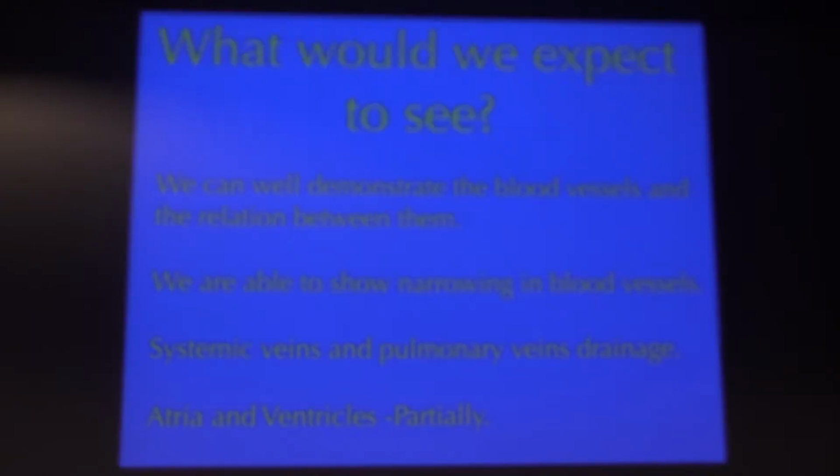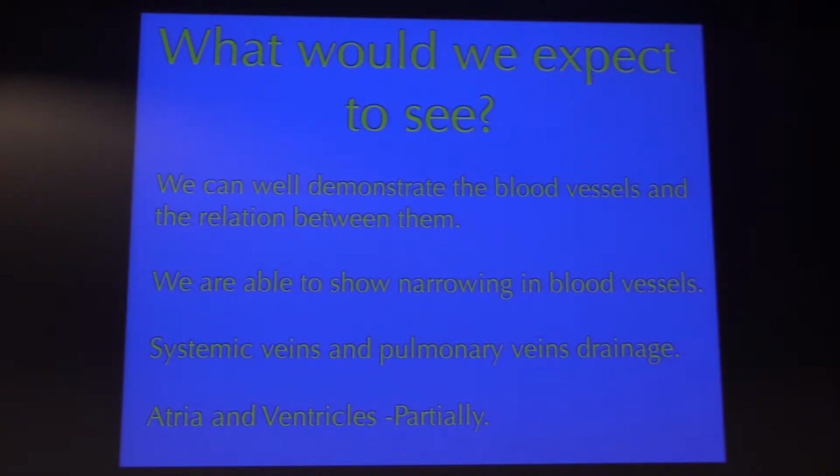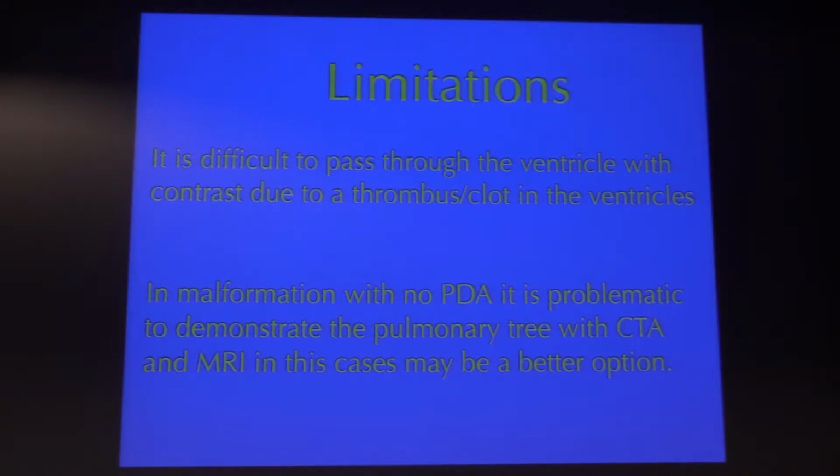What would we expect to see? We can well demonstrate the blood vessels and the relation between them. We are able to show narrowing of blood vessels, systemic vein and pulmonary vein drainage, and the atria and ventricles partially. Limitation: it is difficult to pass contrast through the ventricle due to thrombus clot in the ventricle. In malformations with no patent ductus arteriosus, it is problematic to demonstrate the pulmonary tree with CT angio, and MRI in this case may be a better option.